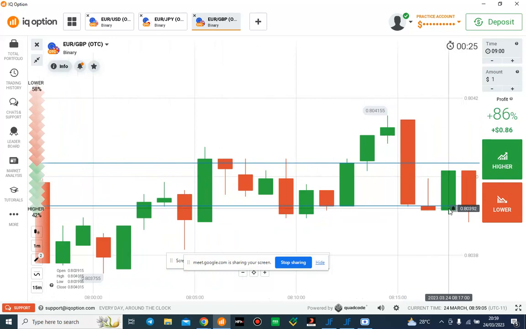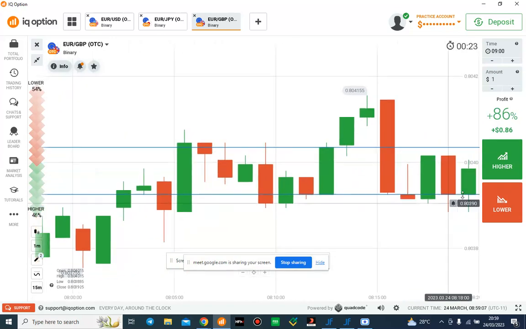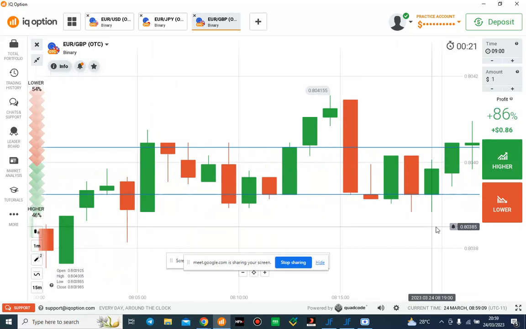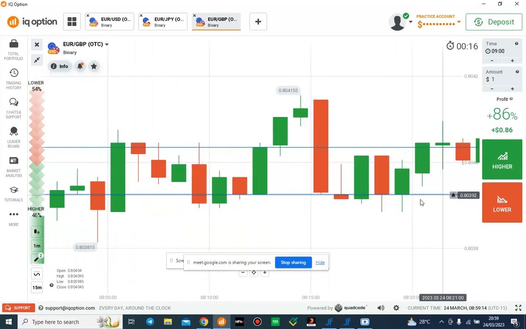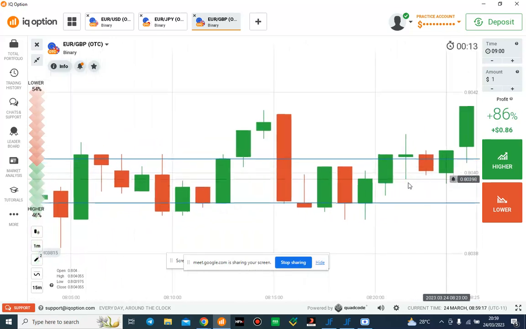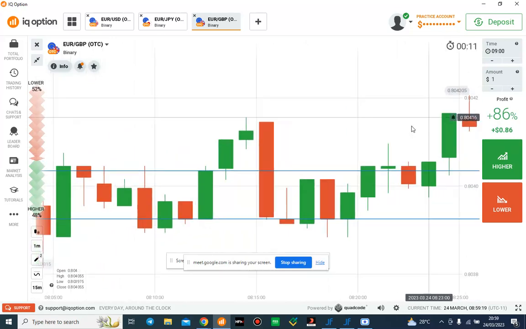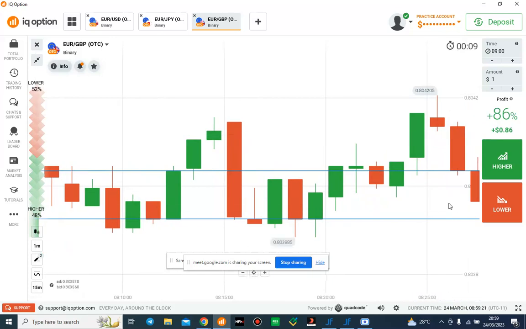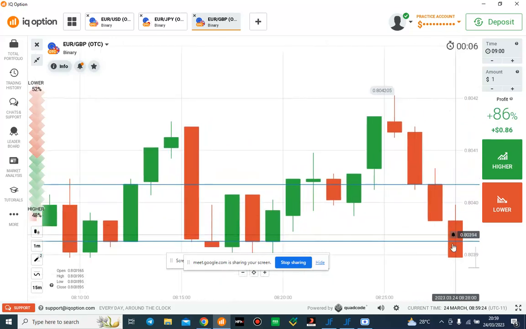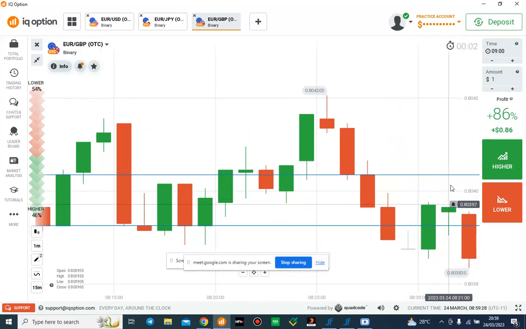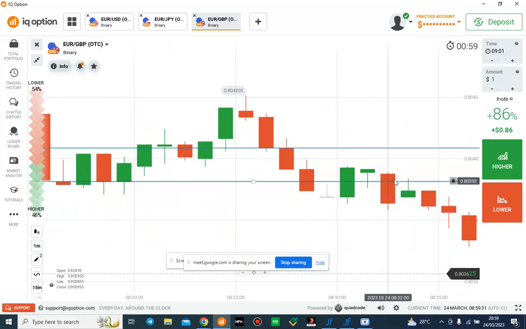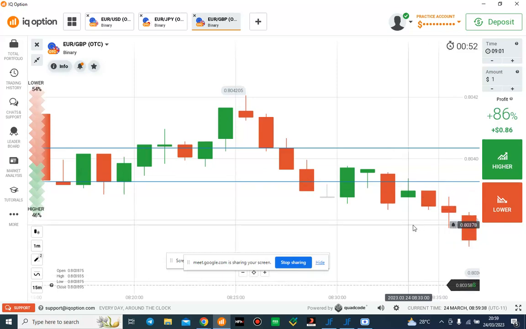Here also a false breakout of the support. Again, breakout, false breakout, market reverses. Then a breakout, false breakout, real breakout. Then price again returns back to the range, and here a breakout. Then price returns back and retests the level, then goes down.